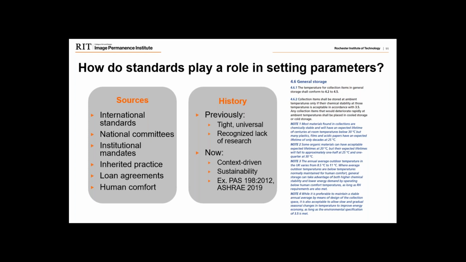The example at the right is an excerpt from PAS 198, and I don't expect you to necessarily be able to read it, but it's just to show you that, as you can tell, under general storage, they don't give a specific temperature range or a specific relative humidity range. They have these statements, and then there are notes underneath to help guide you towards further refinement.